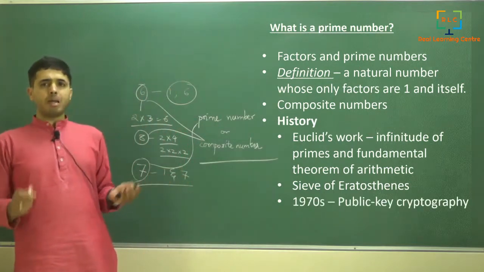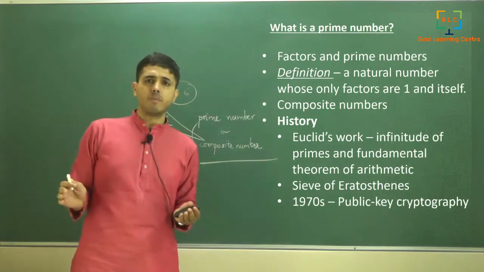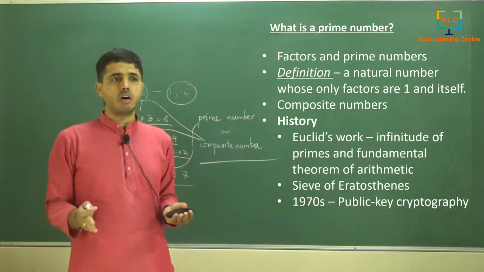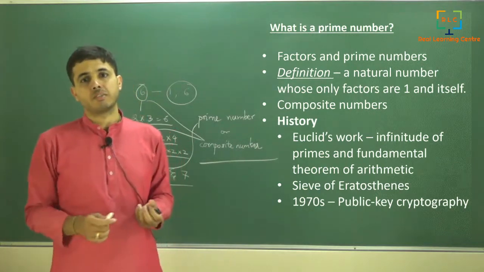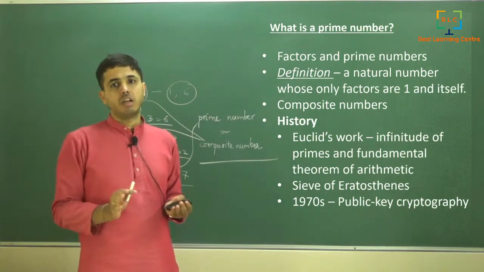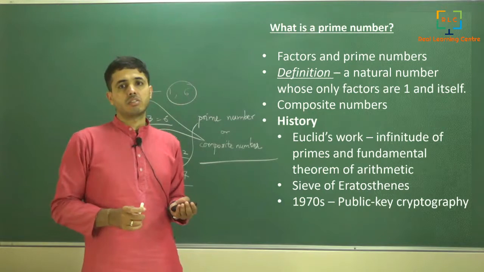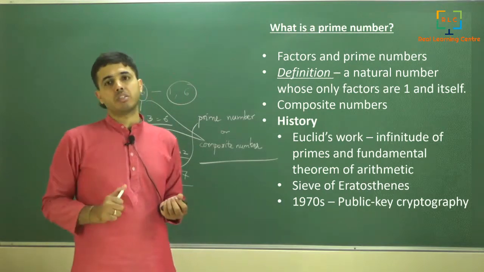And this concept of prime numbers was interesting only to mathematicians, or in general to those who study number theory in mathematics. That was the case till 1970. But during the 1970s, this concept of prime numbers gained a lot of importance. And why?